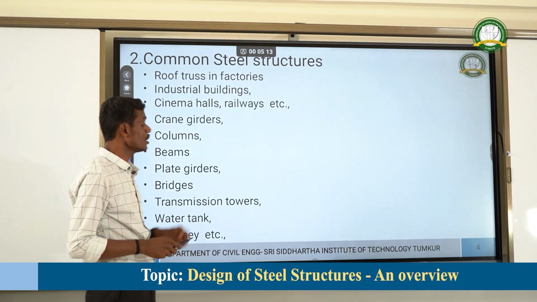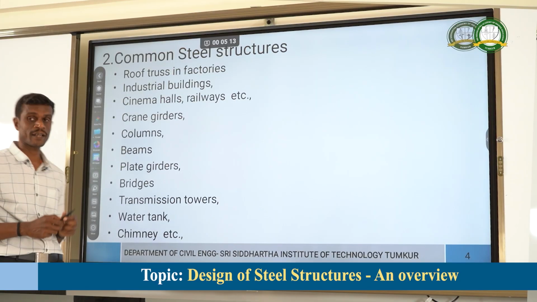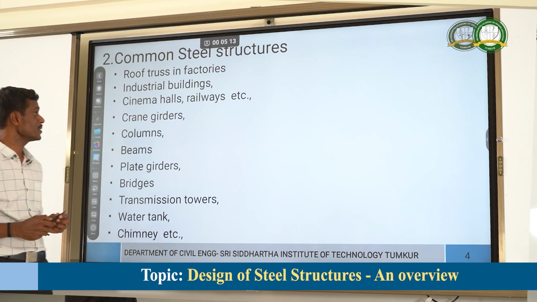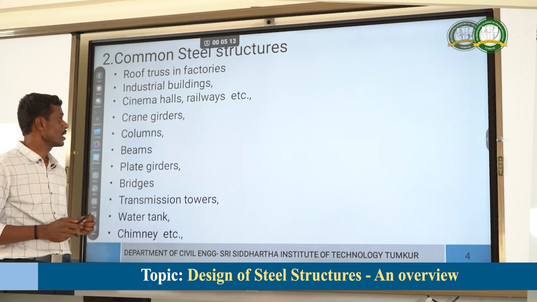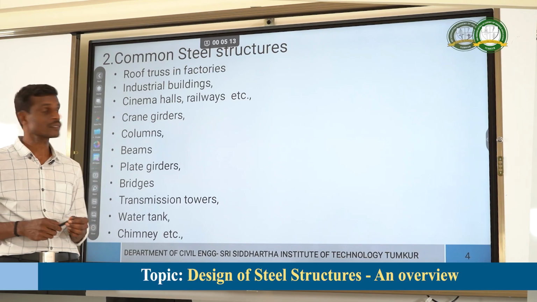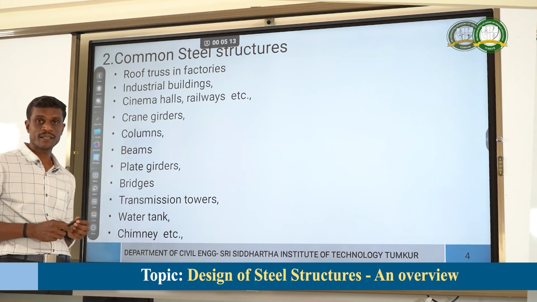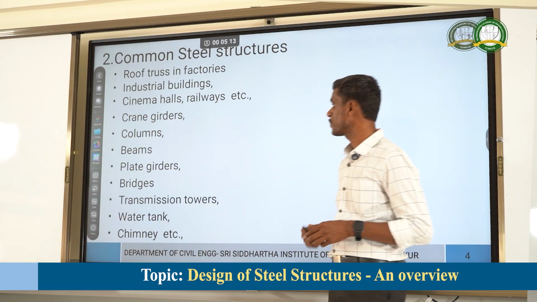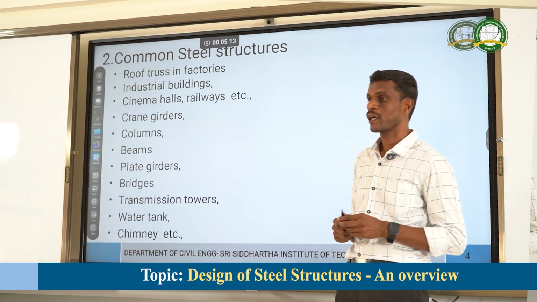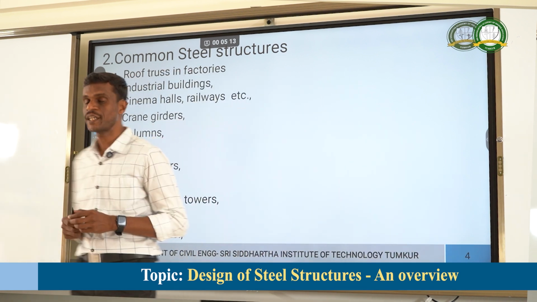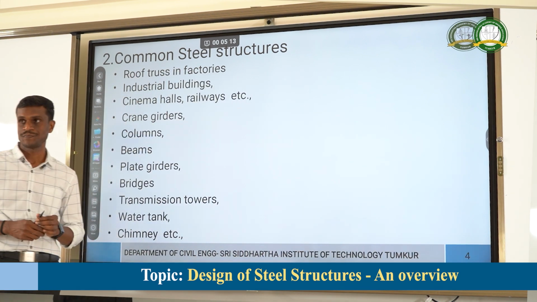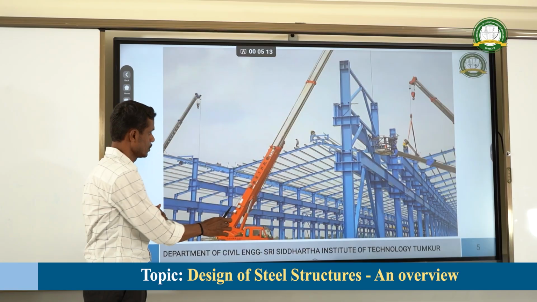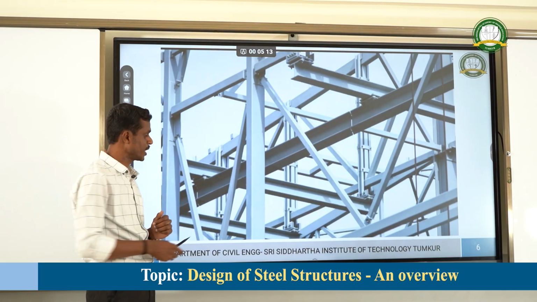So, common steel structures are roof trusses in factories, warehouses or large scale industrial buildings, cinema halls and in railways. In railway stations we come across skywalks, where we are also going to use steel structures, crane girders and columns, and sometimes plate girders, crane hooks and bridges, transmission towers and water tanks, chimneys also. So, here we can come across various types of steel structures.